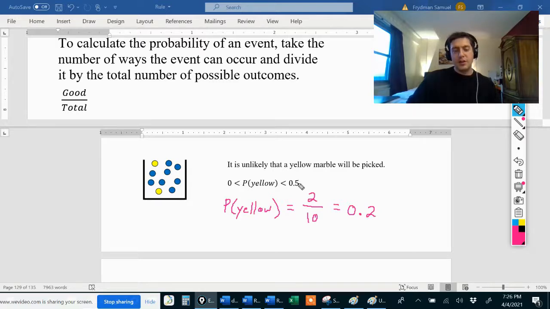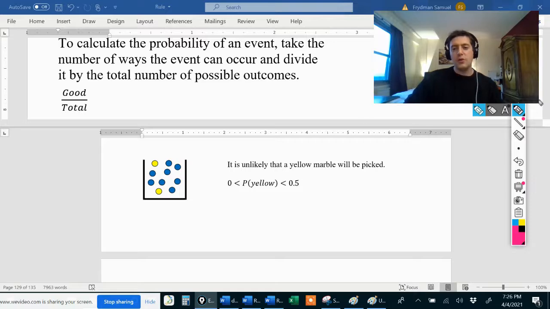We could see here that just using our intuition, it is unlikely for us to pick a yellow marble. And now we have a mathematical analysis to go with our intuition. We do get a probability which is greater than 0 but less than 0.5. In this case, it would be 0.2.